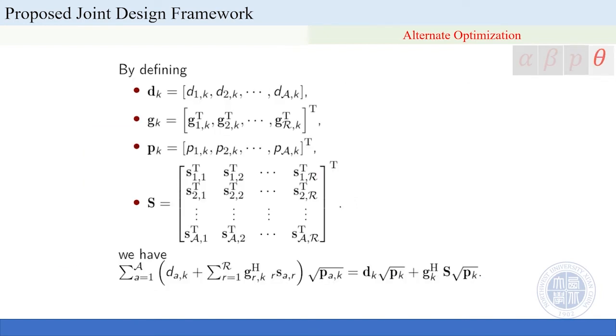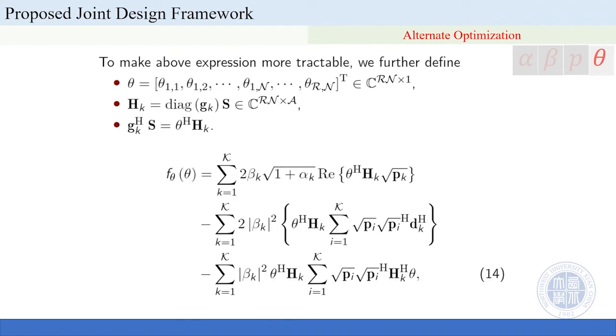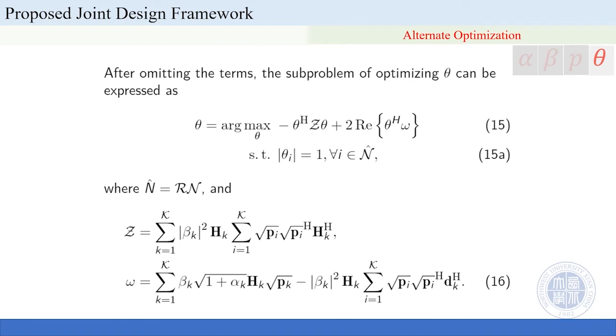Finally, we consider optimizing the passive reflecting beamforming matrix theta by defining d_k, j_k, p_k as we have. To make the above expression more tractable, we define the following equations, and f(theta) is given as follows. After omitting the constant terms, the subproblem of optimizing theta can be expressed as follows, where N-hat, z, and omega are given as follows. However, the problem is a non-convex QP problem due to constraint 15a, which is a constant modulus constraint, and it is still hard to obtain the optimal solutions.